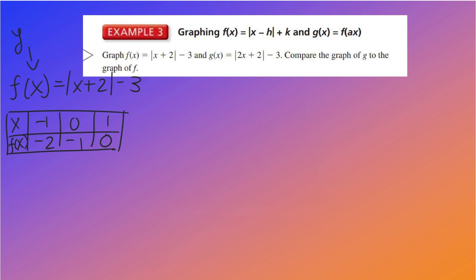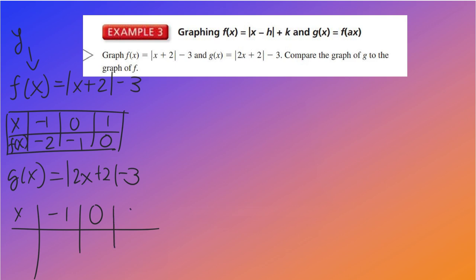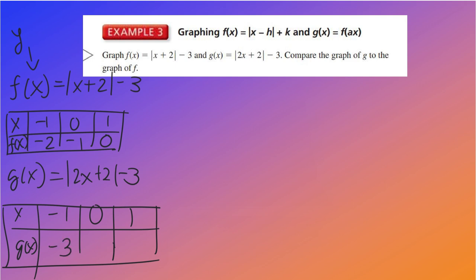Now I'm going to make the table for g of x equals absolute value of 2x plus 2, minus 3. Again, I'm going to use the same points, -1, 0, and 1. -1 times 2 gives me -2, plus 2 is 0, and 0 minus 3 gives me -3. Then we have 0: 0 times 2 is 0, plus 2 is 2, and 2 minus 3 gives me -1. Finally, 1: 2 times 1 is 2, 2 plus 2 is 4, and 4 minus 3 gives me 1. I am now ready to go.